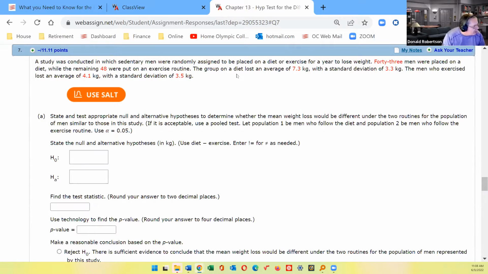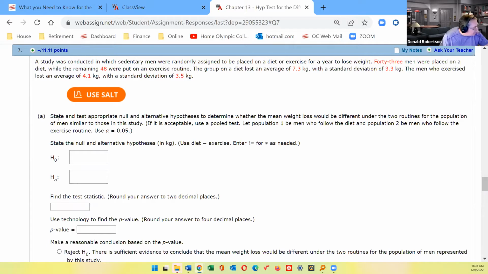The group on the diet lost an average 7.3 kilograms, which is just over 15 pounds. And the standard deviation for that group was 3.3. And those on the exercise, they lost less, that's 4.1 kilograms. And the standard deviation for that group was 3.5. Okay, so that's basically all the numbers that we need.